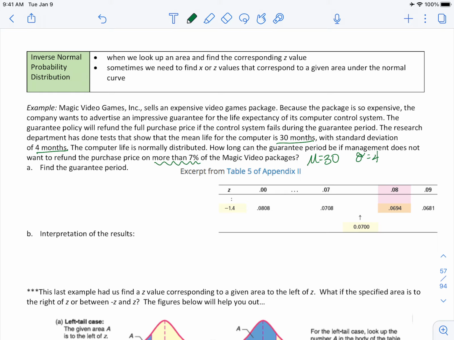Okay, so if we want to think about what this looks like, here's our picture, and we know that we want our part that's shaded here to represent 7% or 0.07, right? And we're looking for what that Z value is for 7%, okay? So this is an example.